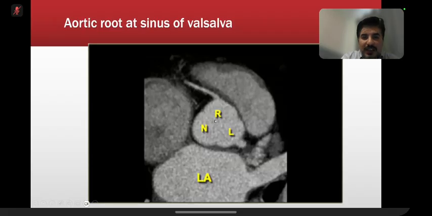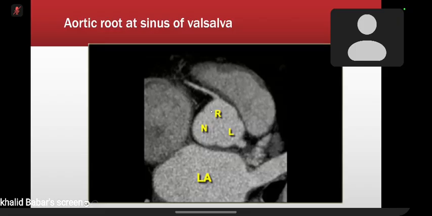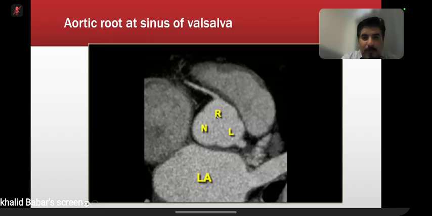Candidate 1, can you see my cursor moving? Yes, sir, I can see the cursor. Okay, thank you. So this is the right coronary cusp from which the right coronary artery arises, and it goes into the right atrioventricular groove. This is anteriorly placed and it is at the 12 o'clock position. If this is a clock, this is at a 12 o'clock position. This is a key thing to remember: the right coronary artery arises from the right coronary cusp at the 12 o'clock position.